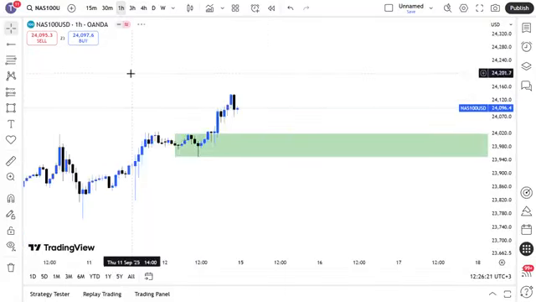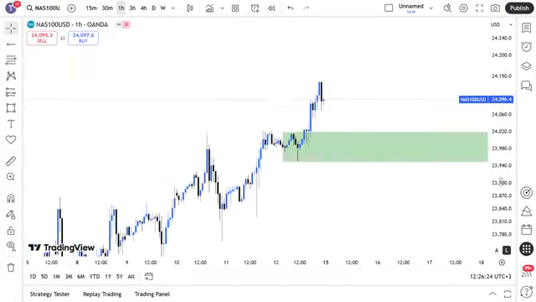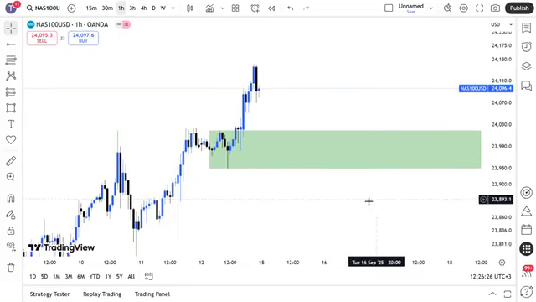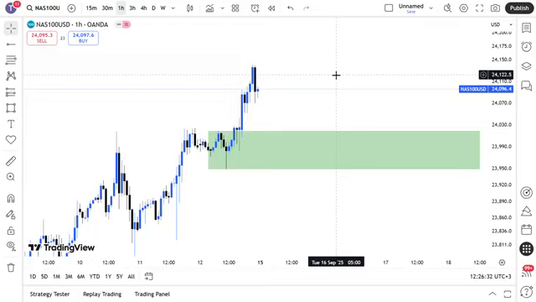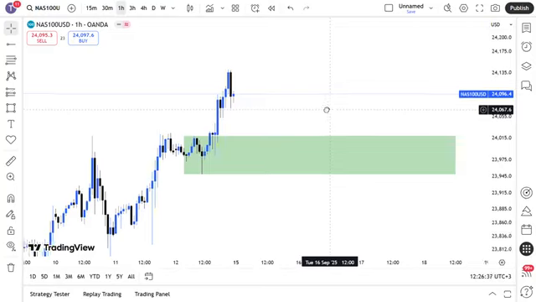So on the 1 hour time frame, you can see that this is a form of a support, a resistance level that can become a support level before the market reacts to the upside. So that adds some confluence into my analysis.